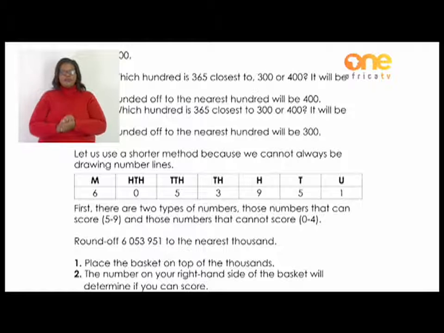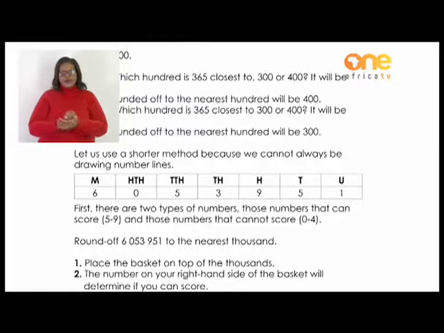And when we look at C, C will be 328. And the same question goes, which 100 is closest to this number? And we'll say the answer will be 300. So in that manner, 328 rounded off to the nearest 100 will be 300.